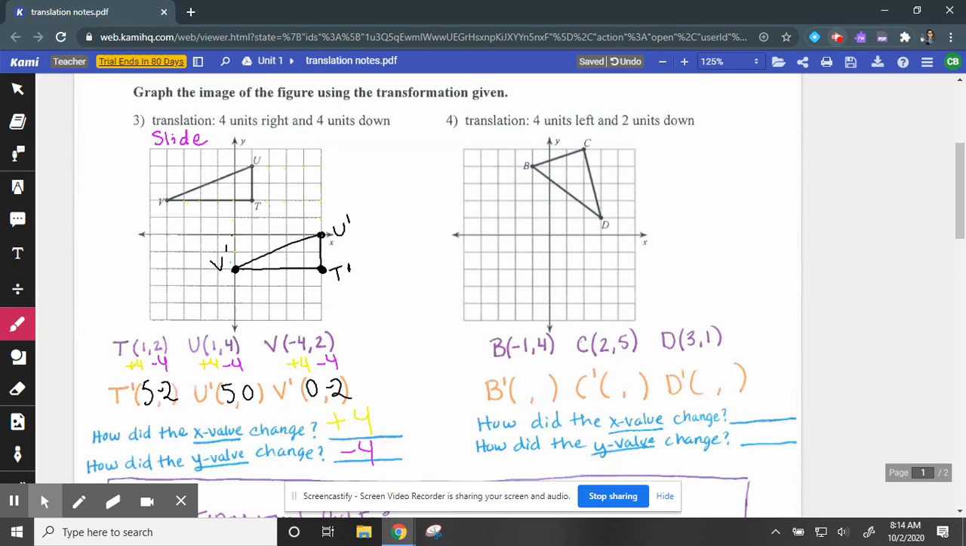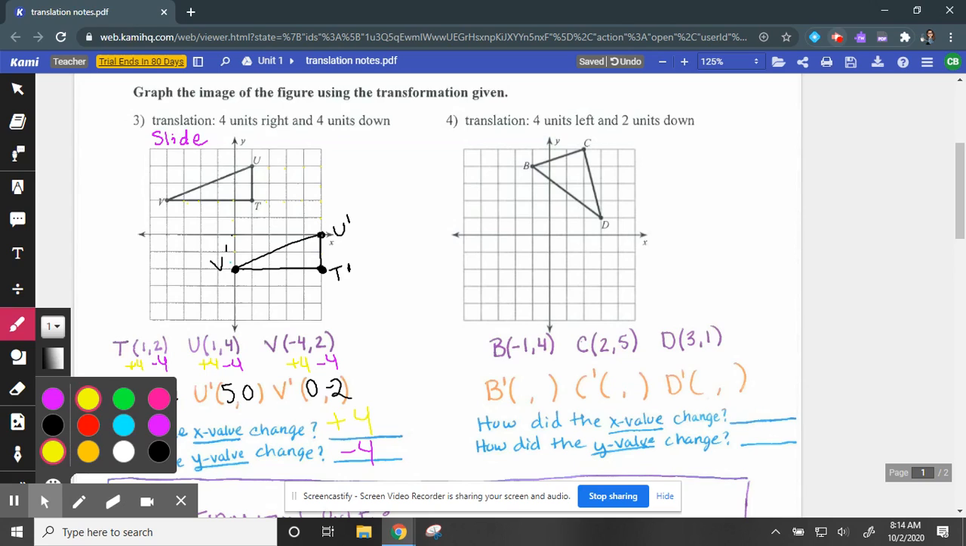Let's move to number 4. Number 4 says to translate or slide 4 units left and 2 units down. So I'm going to take each point and move it that same amount. Let's start with B. We're going to go 1, 2, 3, 4, 1, 2 down. That will be new B prime. Remember, that's actually important so that we know which is the new and which is the old.